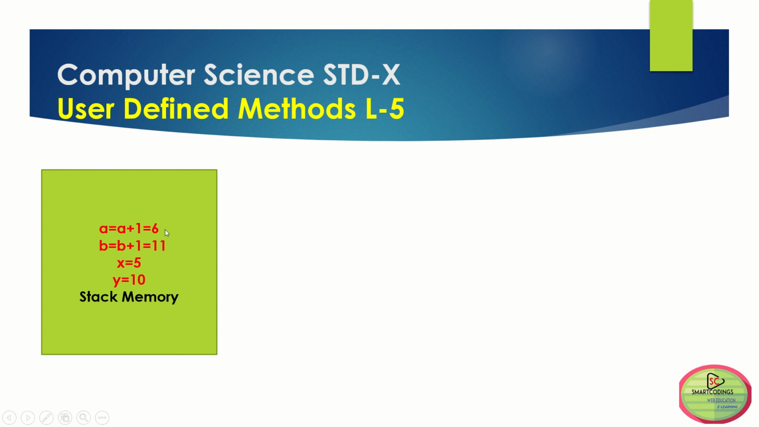So any change made here will not impact this, because A and B and X and Y, formal and actual, are declared in the stack memory separately. This word separately is very important here. In the stack memory, all the primitives are stored, formal and actual, but they are declared separately. That's why any changes made in A and B will not impact X and Y.